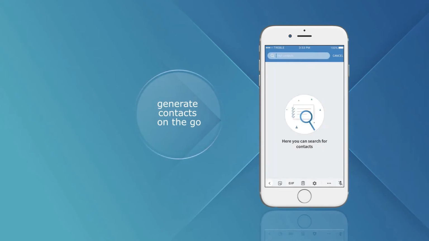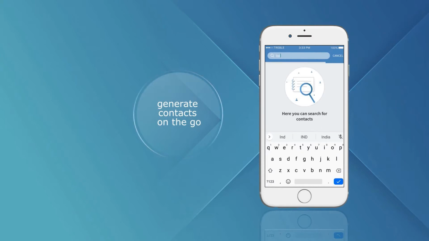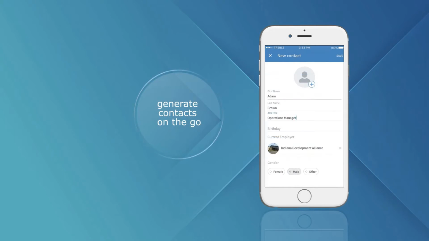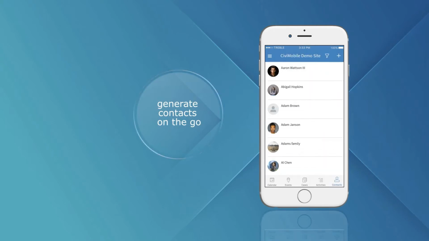No need to collect business cards. Write down contact information on a scrap of paper or add it into your phone book. Most likely it will get lost or escape your notice later. CiviMobile will keep you covered.